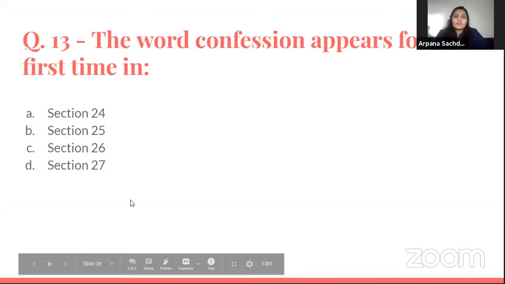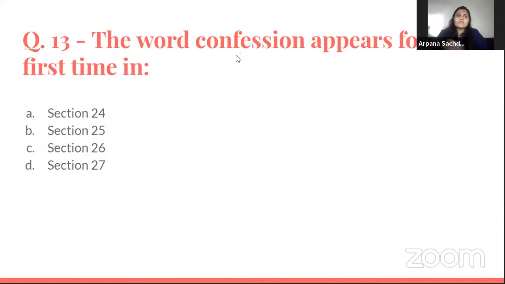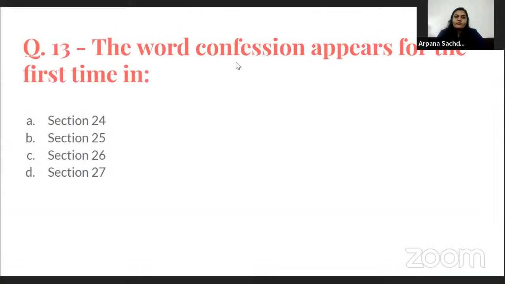So let us look into question number 13. Does the word confession appear for the first time in section number 24, 25, 26, or 27?